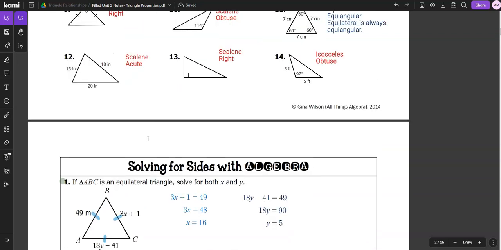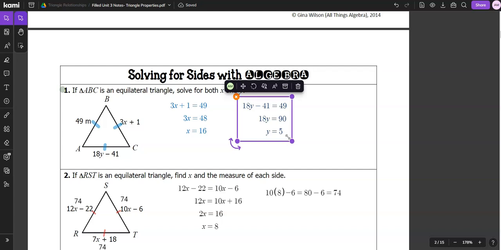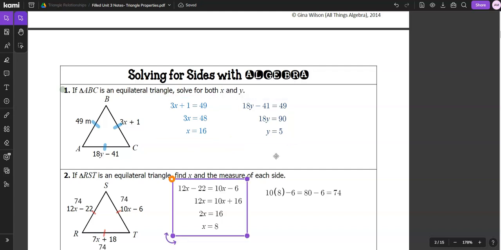And again, on this one up here, where yes, they did give me units, the reason I didn't include units is that I wasn't finding a side length, I was simply finding a variable. So keep that in mind.